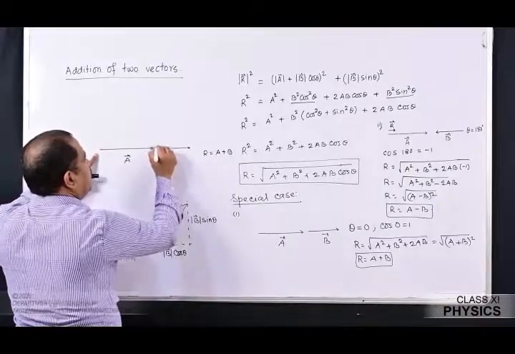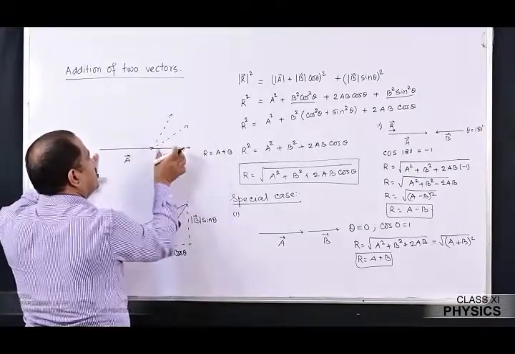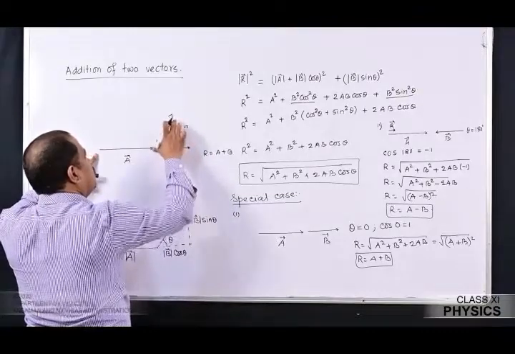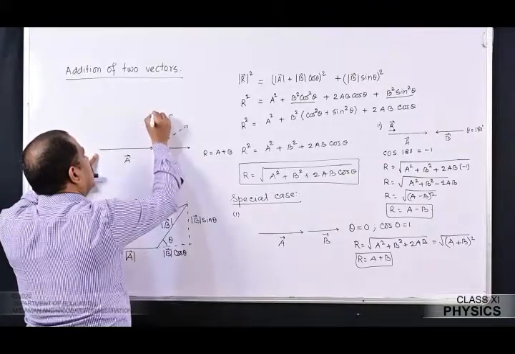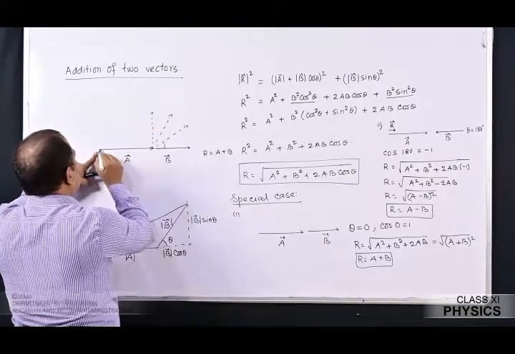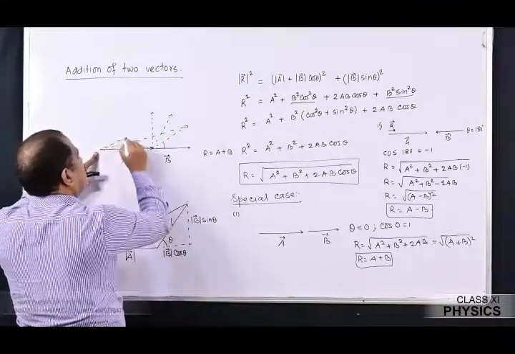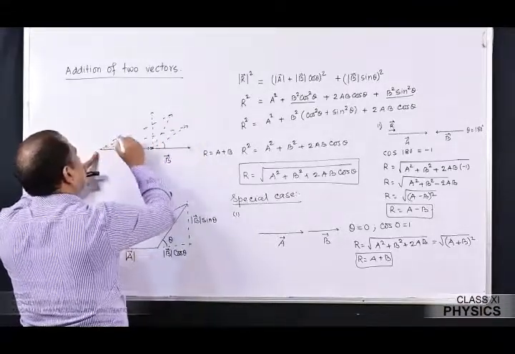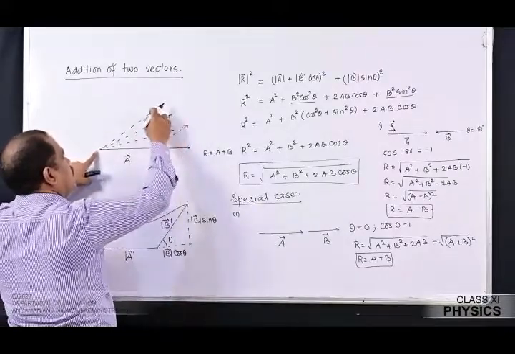Now, gradually when I rotate this vector like this, the same vector B, let me say that I am going to rotate, so the angle is increasing. This will be the magnitude. This is the sum of the magnitudes. So I see that the length of the magnitude goes on decreasing.